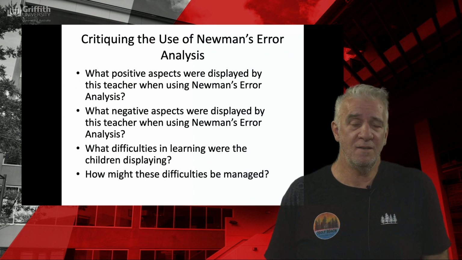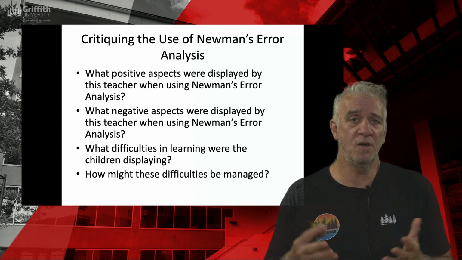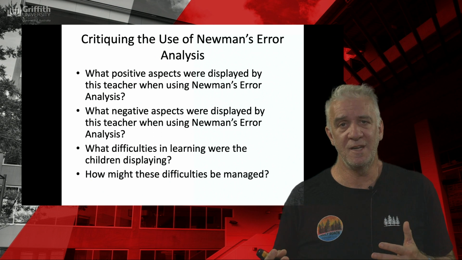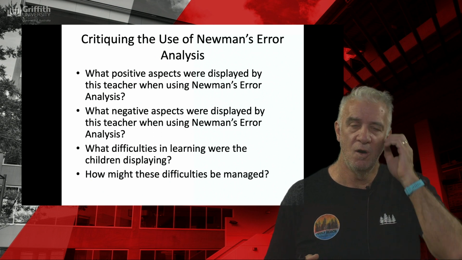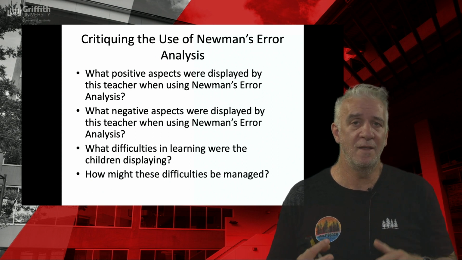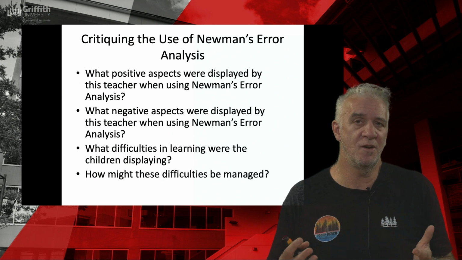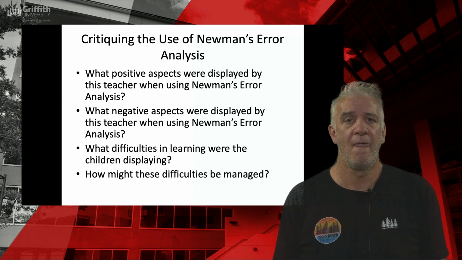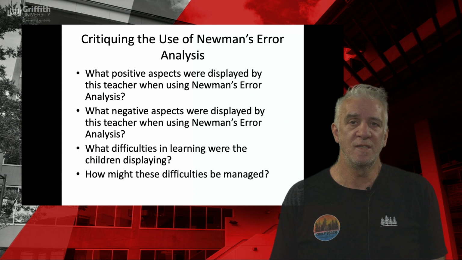But also, like anything, it's an approach that works sometimes, but you don't want to use it all the time. What are some of the negative aspects that were displayed? What things would you like to do differently? Other times when you wouldn't use Newman's error analysis, you'd use something else. What difficulties in learning were the children displaying, and how do you know?